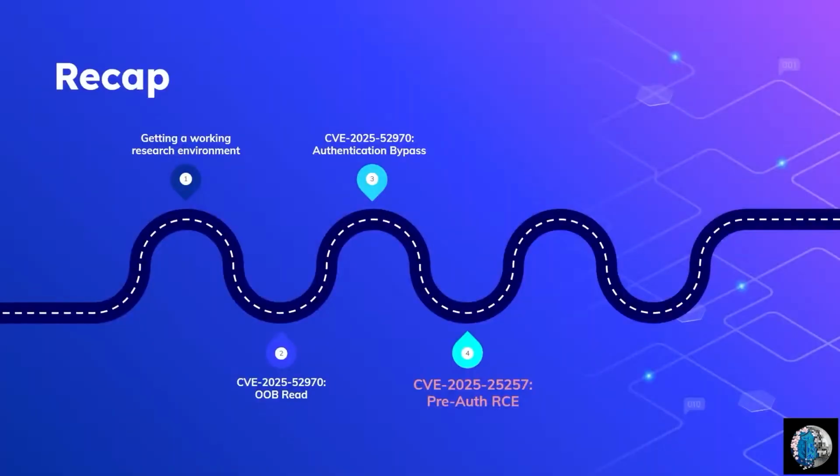Okay, so a quick recap. We have a working research environment. We talked about this. We presented the out-of-bounds read. After that, we discussed how to turn this into authentication bypass. And now we're ready to talk about the second bug, which is a pre-auth RCE.